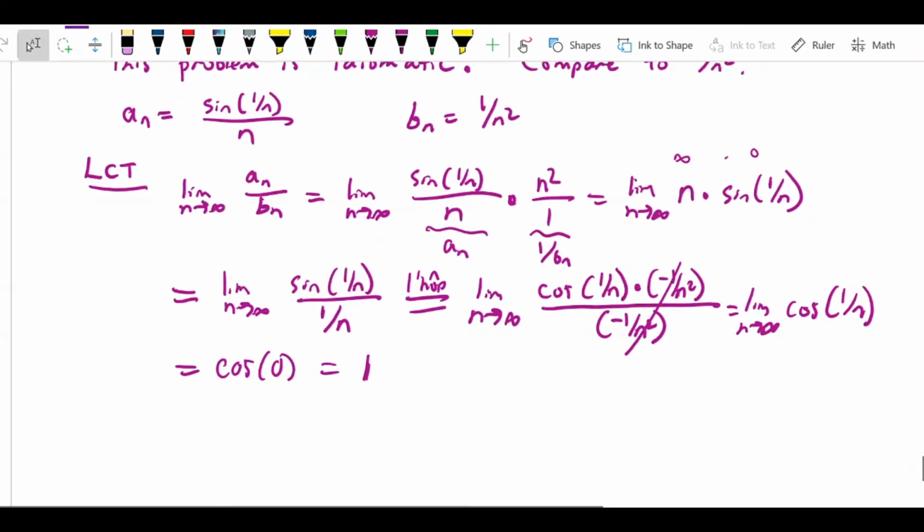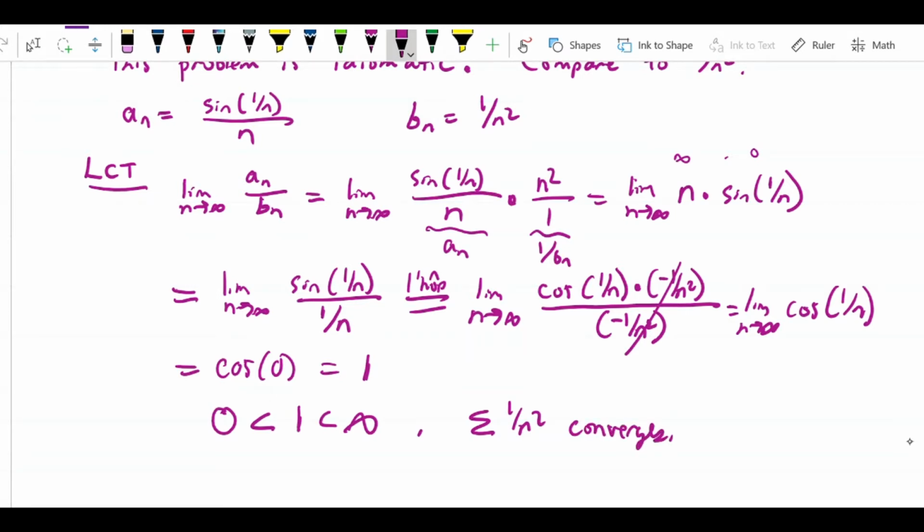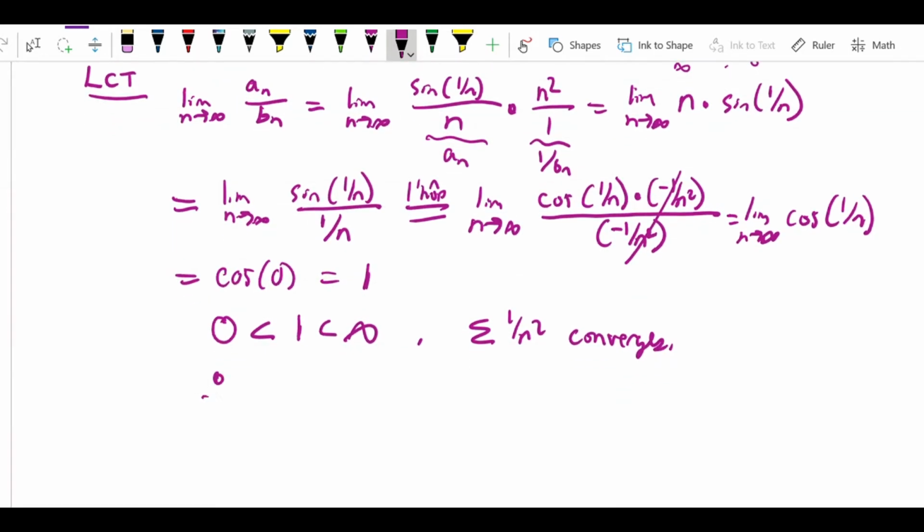We can now conclude that since we got a limit of 1, we know that 0 is less than 1 is less than infinity, not less than 8. It is less than 8, but the important point is it's less than infinity. And we can say that the sum of 1 over n squared converges, and we know that getting a limit of 1 means that the two series behave the same, so we can say, therefore, the sum of sine 1 over n also converges. So there's our conclusion, and we finished our proof.